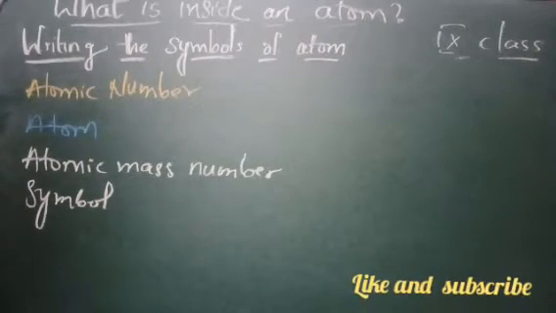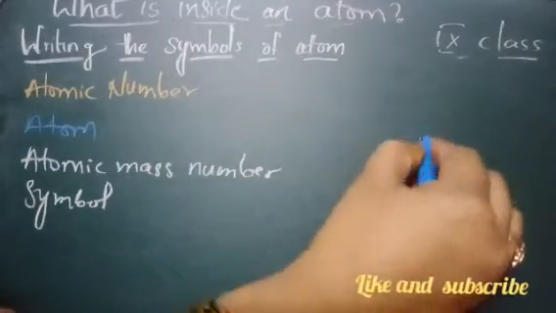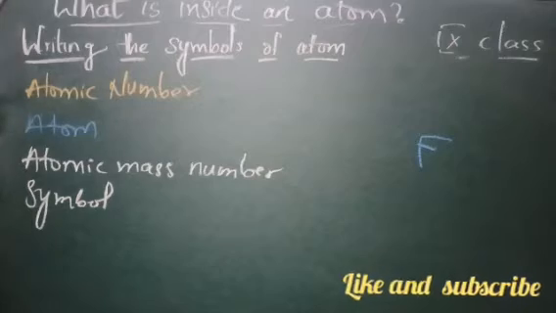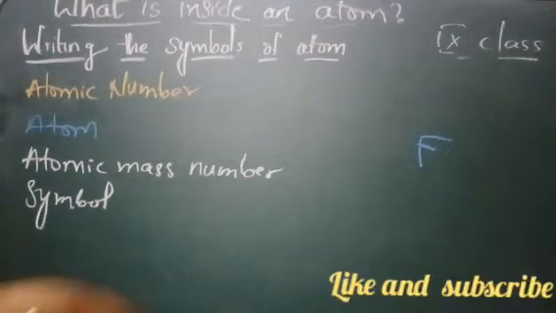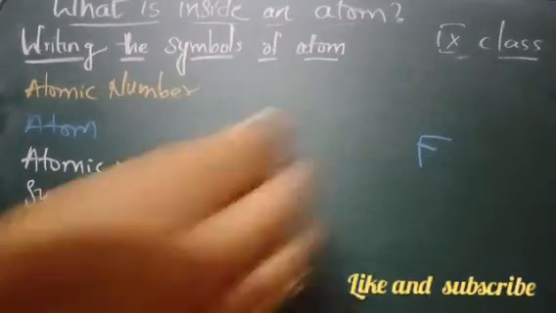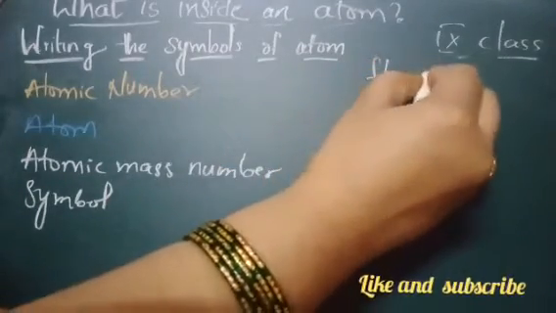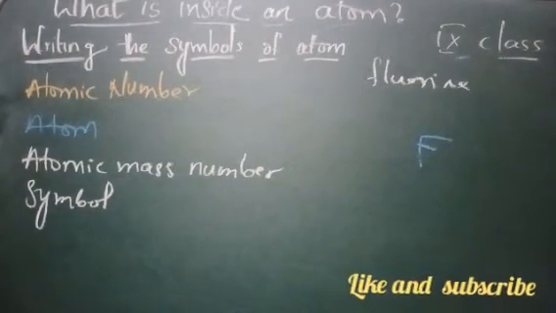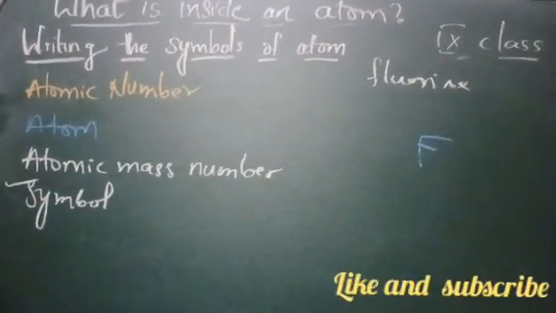For example, if we talk about fluorine, this is the fluorine atom. Now, how are we going to write the atomic number and atomic mass number? If we take fluorine, what is the symbol? F is the symbol of fluorine. So, the first thing we said was the symbol. We completed the symbol.